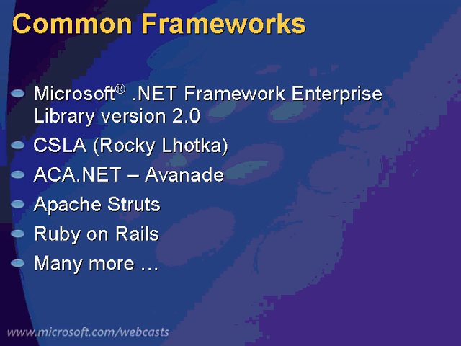Some other ones you probably heard of are the Microsoft .NET Framework Enterprise Library. It's actually now up to version 3.0. If you go out to Microsoft.com/patterns, you'll see links to this. There's also CSLA, which was originally designed by Rocky Lhotka. There's ACA.NET by Avanade. Other ones: Apache Struts, Ruby on Rails, and many more that are out there today.